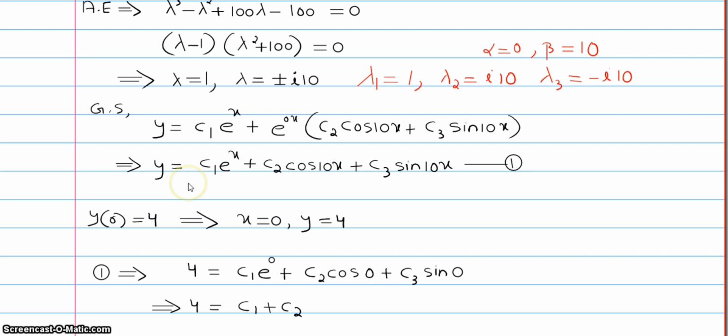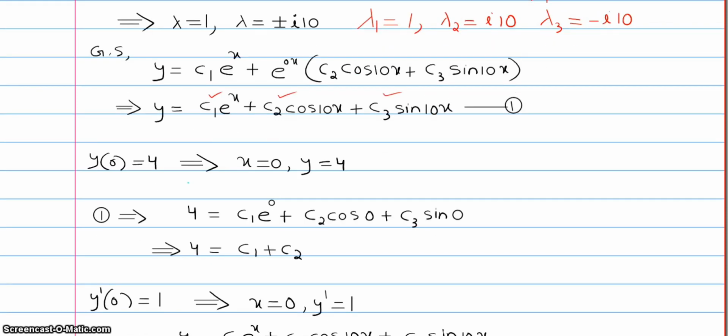Now we need to find the values of these constant terms c1, c2 and c3. For this we will use the initial conditions given in the question. The first condition is y of 0 equal to 4, which means x equals 0 when y equals 4. Substitute these values in equation number 1. We get 4 equal to c1 plus c2, since e raised to 0 is 1, cos 0 is 1, and sin 0 is 0. So we get c1 plus c2 equal to 4.